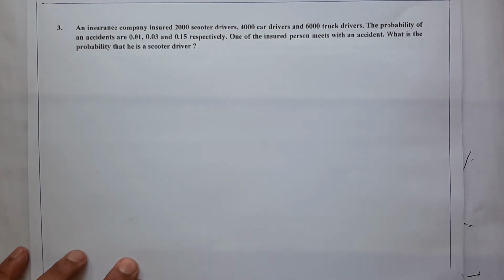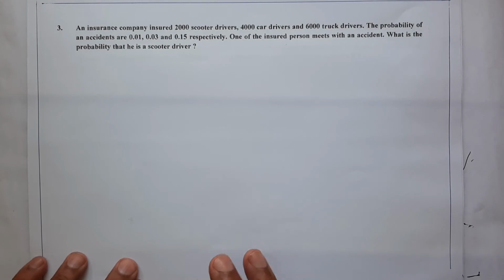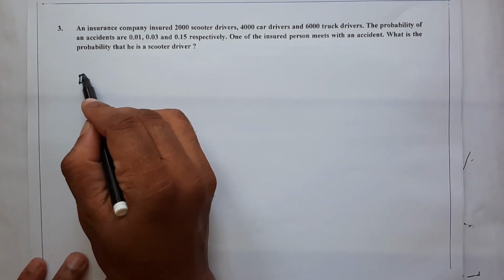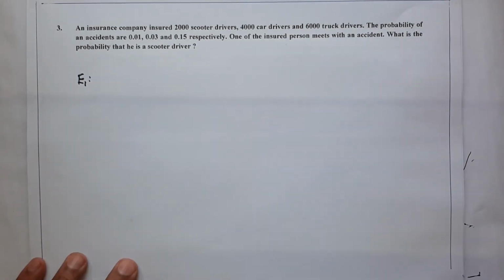There also there are three events. Our first event contains insured person, three parts of it. The first is scooter, the second is car and third is truck driver.